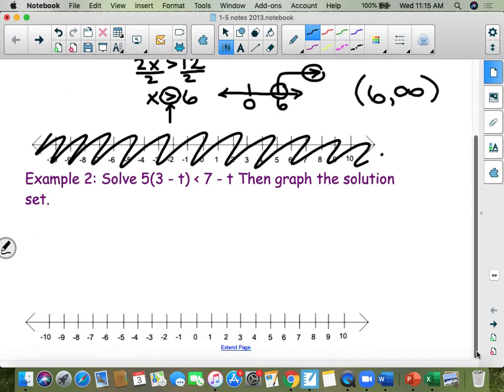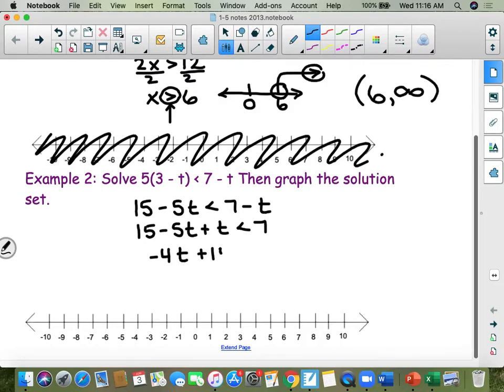Okay, let's do another one. I'm going to do the distributive property, so I'm going to get 15 minus 5t is less than 7 minus t. So on the left-hand side, I did the distributive property. I'm going to bring the t over to this side, which gives me 15 minus 5t plus t is less than 7, which gives me a negative 4t plus 15 is less than 7. I'm going to subtract 15, so I get negative 4t is less than a negative 8 because I subtracted 15. I'm going to divide by a negative 4.